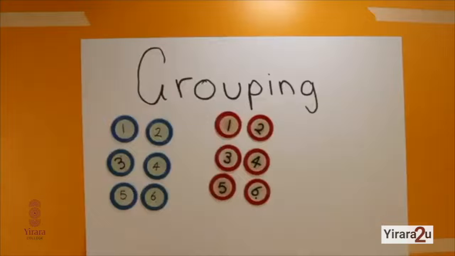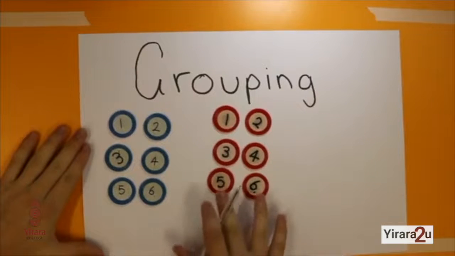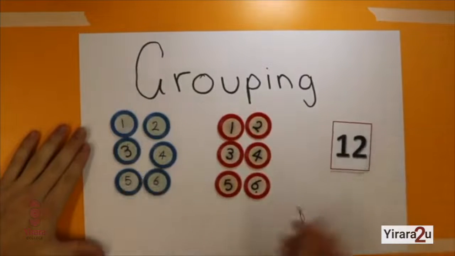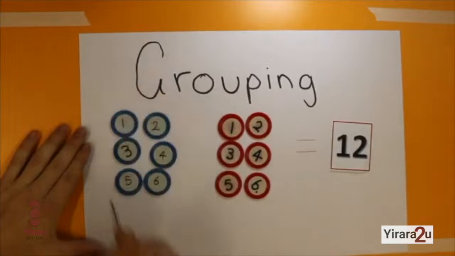So using the grouping strategy and anything that you might have lying around the house, okay, so the answer is 12. And Mr. Keegan is going to show us what the grouping strategy looks like.